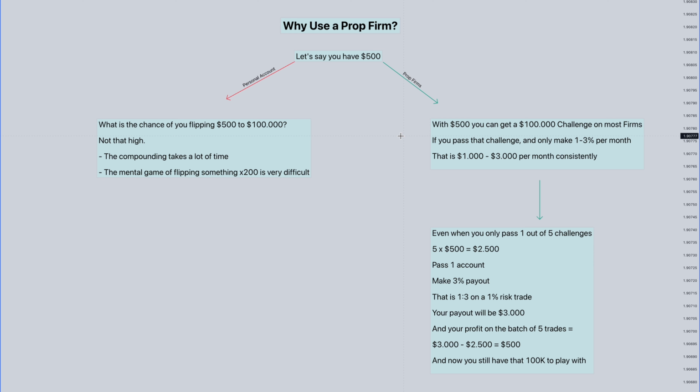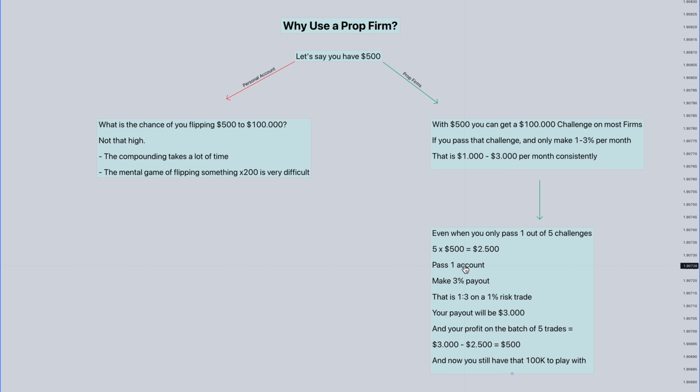If you compare that with prop firms, with $500 you can get a 100k challenge on most firms. If you pass that challenge and only make between 1 and 3% per month, which is very reasonable, that is between 1 and 3k per month consistently. And it's good to dive into this a little deeper because, for example, say your pass rate is 20%. So you pass 1 out of 5 challenges. That means your upfront cost, 5 times $500, is $2,500.